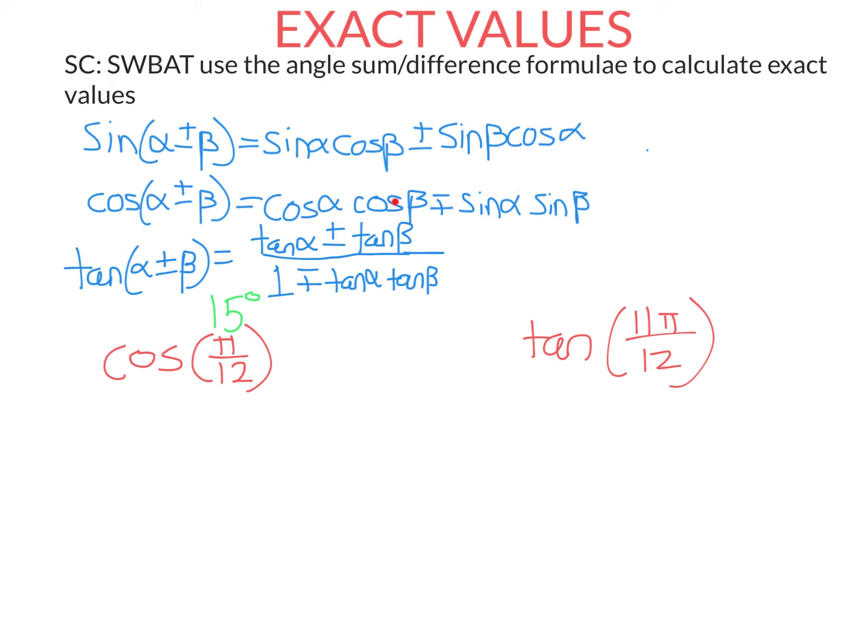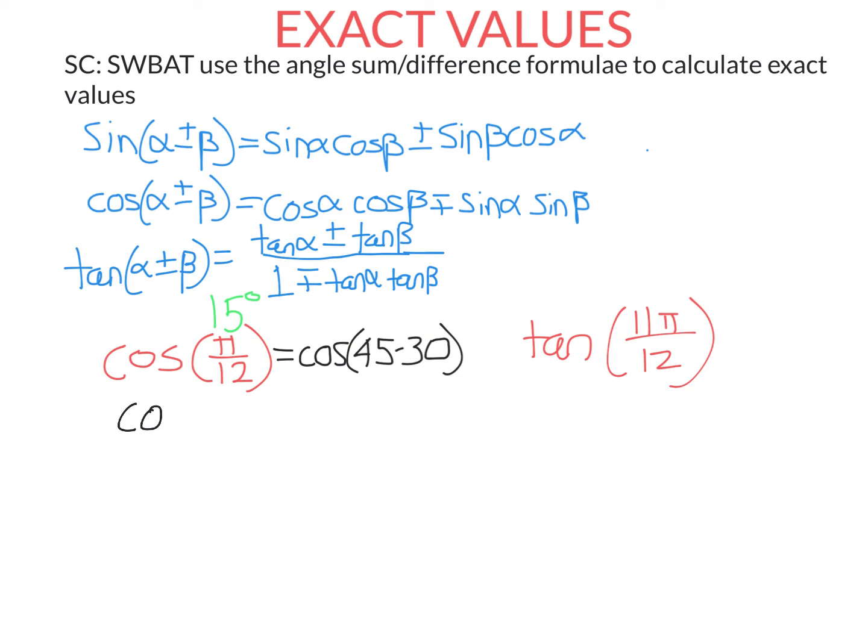So in order to use this formula, I need to write the angle, in this case 15 degrees, as the sum or difference of two angles for which I know their exact value. So I can't write this as cos of 10 plus 5 because I don't know the exact value of cos 10 or cos 5. What I do know is the exact value of cos 45 and the exact value of cos 30. So I can write cos of 15 degrees like this. Now it looks like cos of some angle minus another angle, so I'm just going to use this formula here.